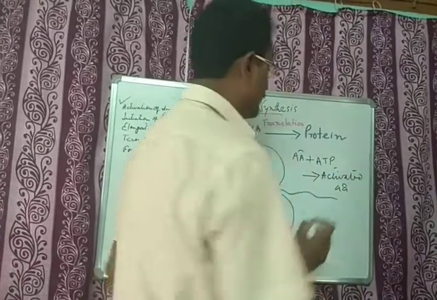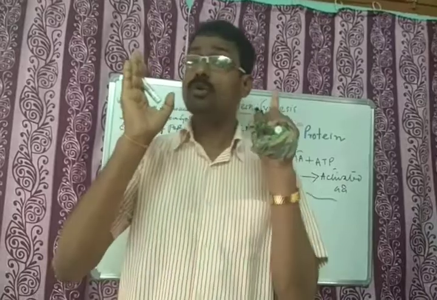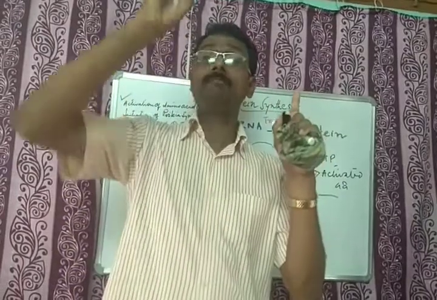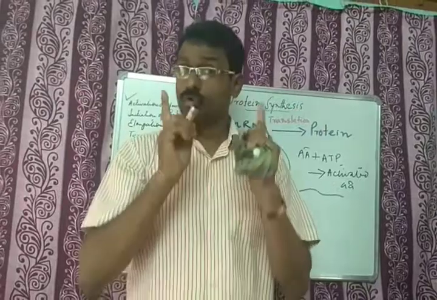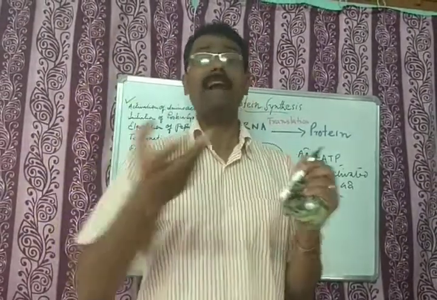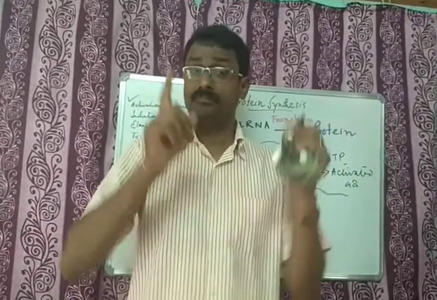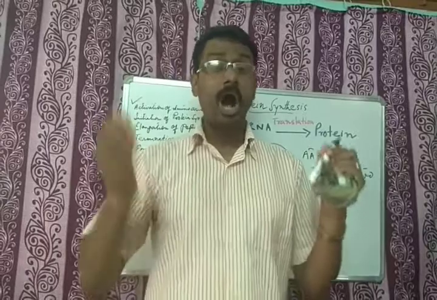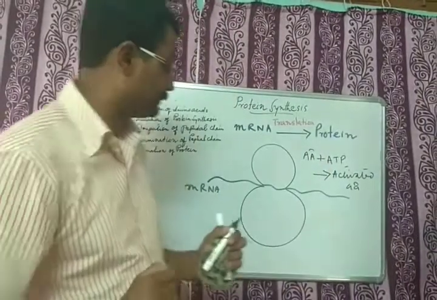amino acid. And that activated amino acid can now bond and link with the tRNA. So to bond with the tRNA, the amino acid that is present simply can't come and join with the tRNA. It needs to be charged. It needs to be activated. How is it done? When it reacts with ATP. That is the first one.